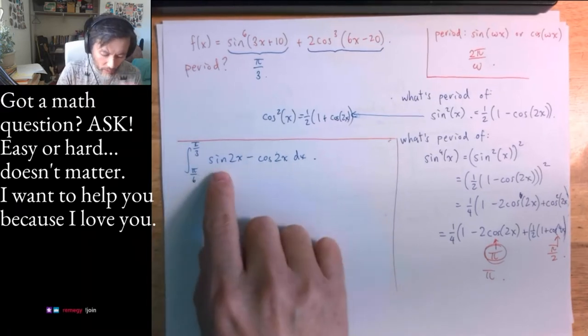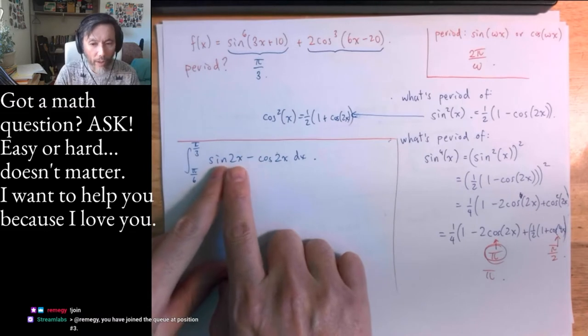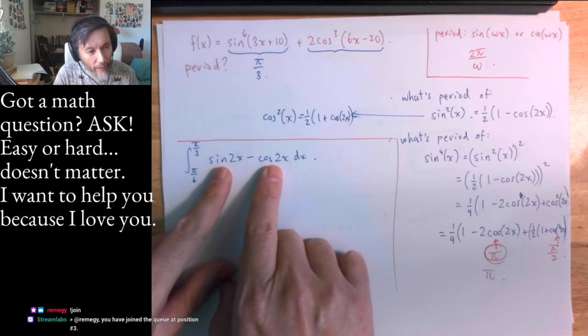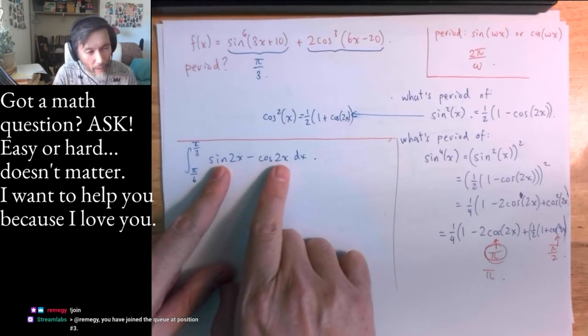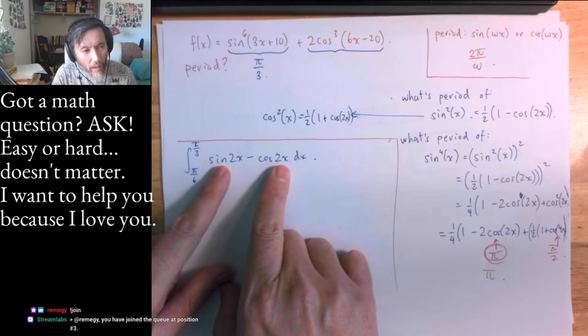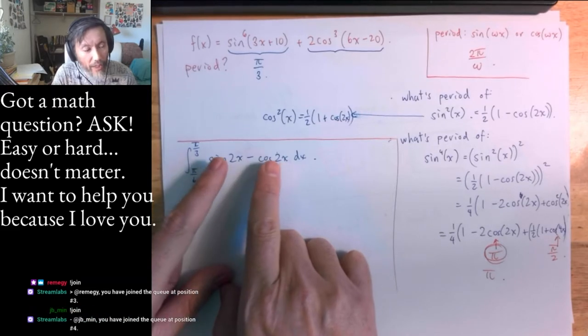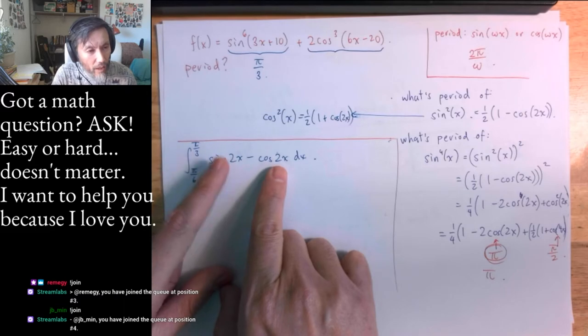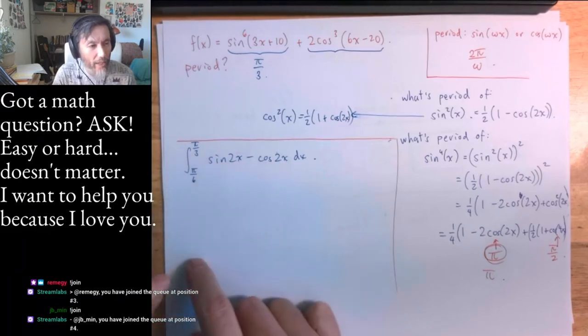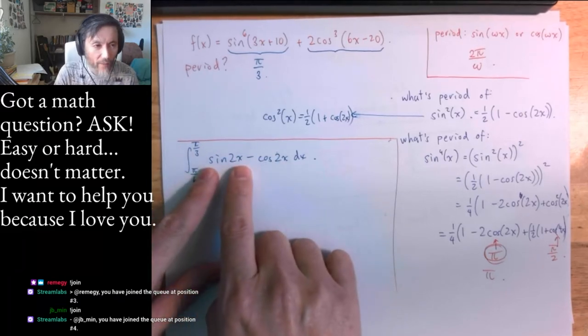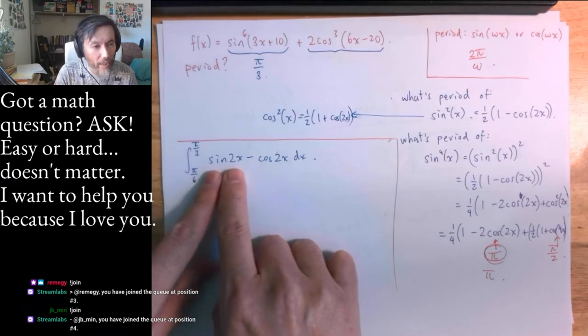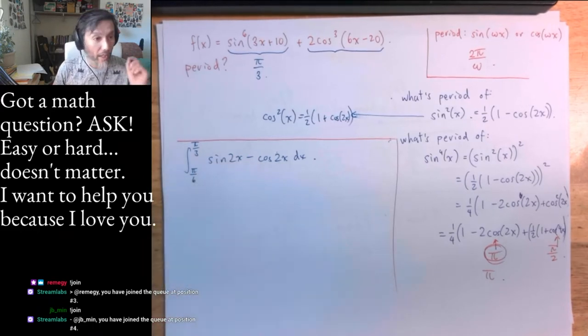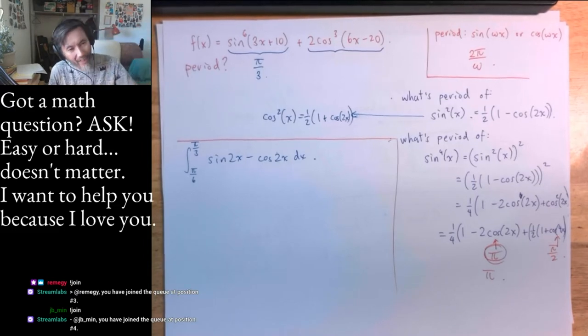So you should know that finding an antiderivative of a sum of things, or a difference of things for that matter, we can find an antiderivative of each of the pieces and then subtract. So first, let's take first things first. What's an antiderivative for sine 2x? That is to say, what is a function whose derivative is sine 2x? Any idea?